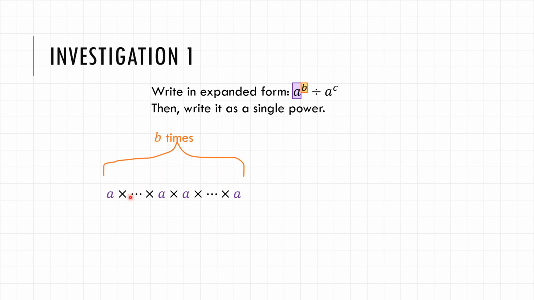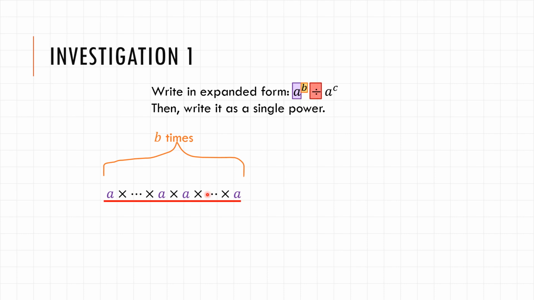So notice the way I drew it. A times ... to indicate that there are a bunch more a's in here. How many? I don't know. But I'll keep multiplying it by a, by a, by a, and then again, there's a bunch more in here, times a at the end. Altogether, how many times am I multiplying a by itself? B. Again, I don't know what number this is, but this is sort of a representation of what a to the power of b might look like.